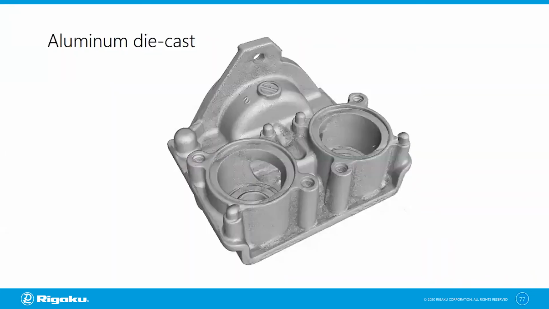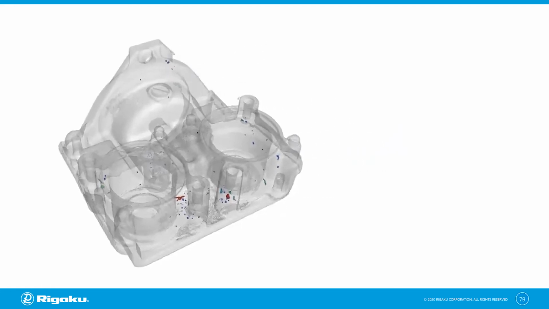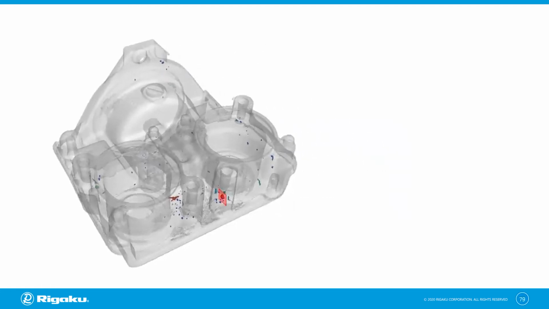Let's take a look at an aluminum die cast next. Aluminum die cast is known to have a lot of air bubbles or voids inside, and you can see those voids using X-rays. So those tiny little speckles you see there, they're small. So let's zoom into one area here.